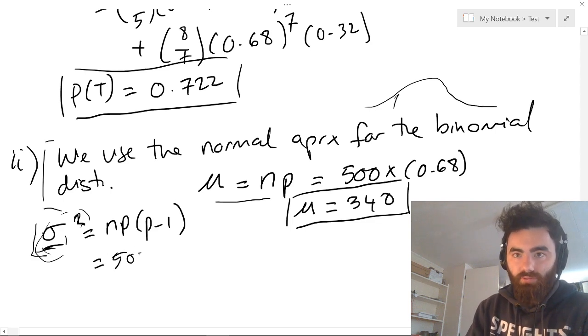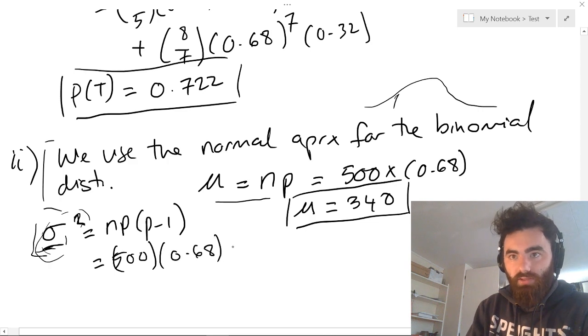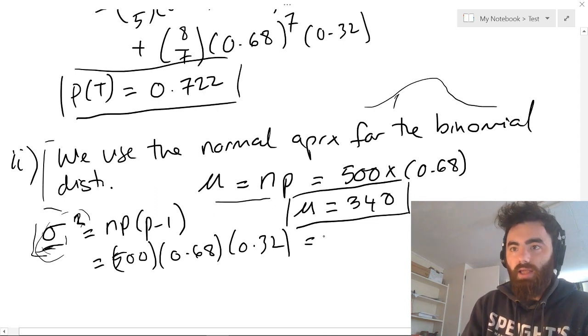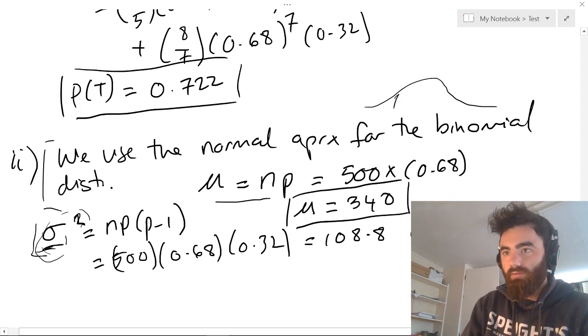Anyway, so this is 500 times your probability of success, 0.68, times your probability of failure, 0.32, which is going to equal 108.8. So it gives you a variance of 108.8.